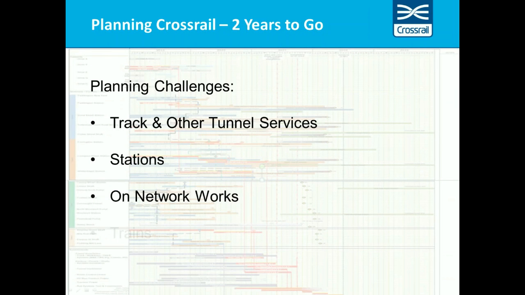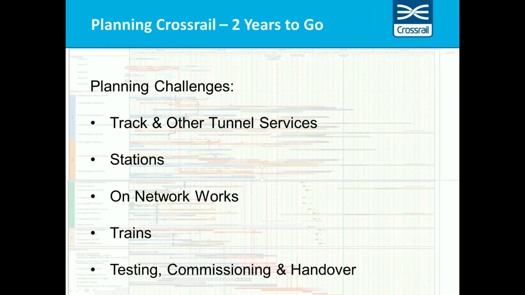So, we are 2 years out from our major date, December 2018 for Crossrail, when we'll be running those trains through the central section. So what are our major challenges? I'll just summarize them here. Crossrail is more than 75% complete.